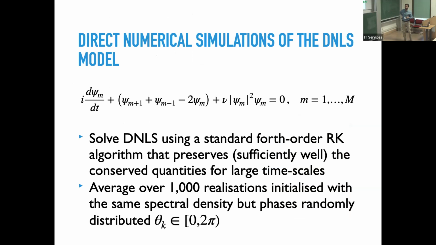Okay, so we wanted to see if all this can be obtained numerically. So what we did, we took the discrete nonlinear Schrödinger equation, evolved this in time using a 4th order Runge-Kutta algorithm, and took usually of the order of 1,000 realizations and averaged, taking the same initial condition of the spectrum but different phases, and then averaging over all these realizations to have some statistics that converges.